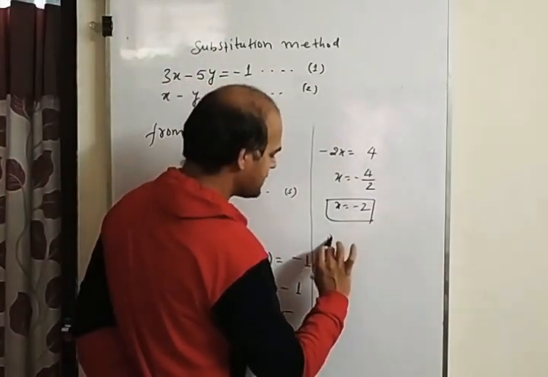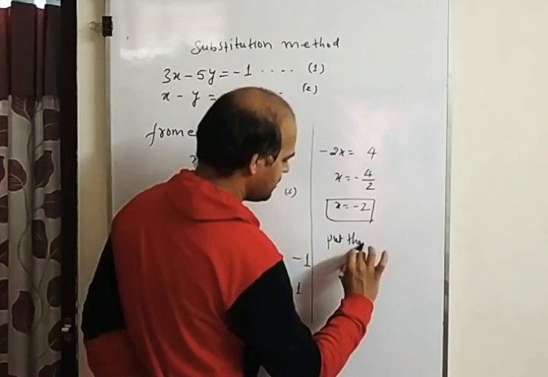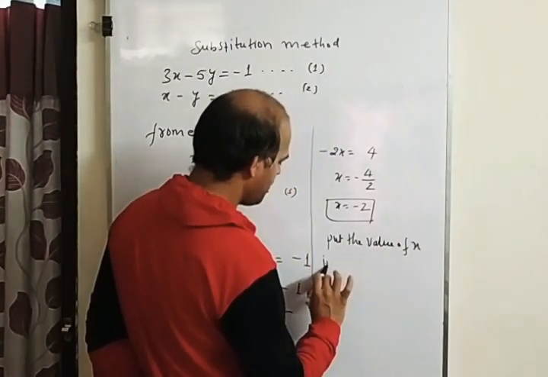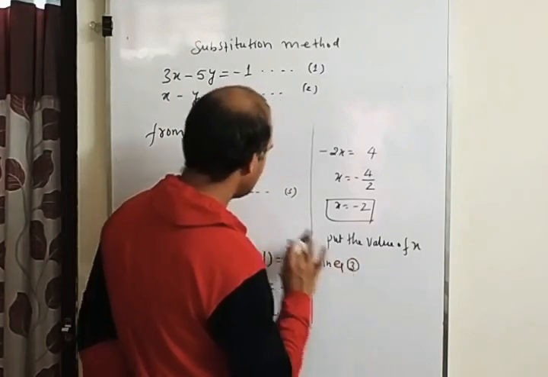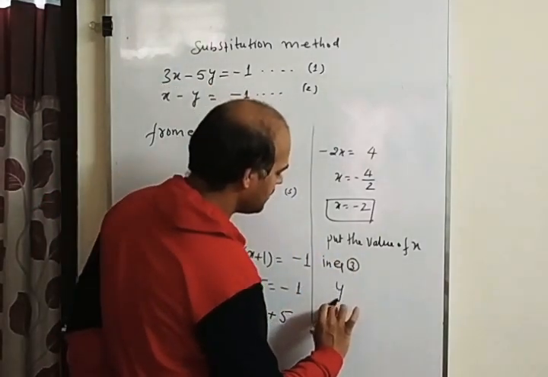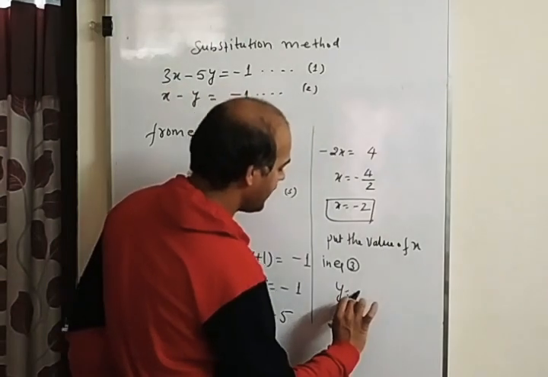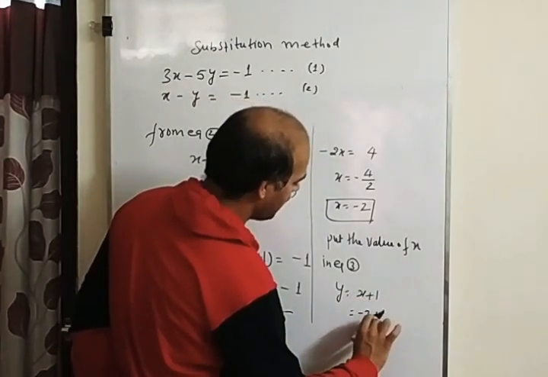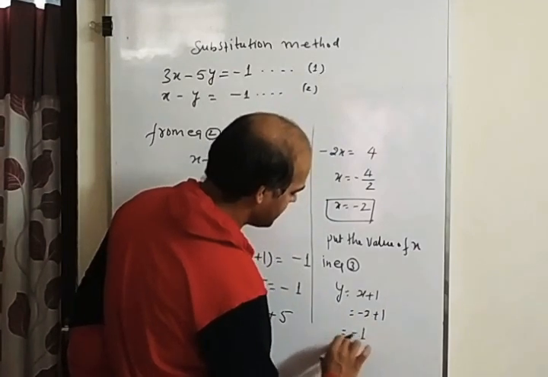Now put the value of x in equation number 3. So this is equation number 3. What we could do: y equals x plus 1. The value of x is minus 2, so minus 2 plus 1. What will come? Minus 1.